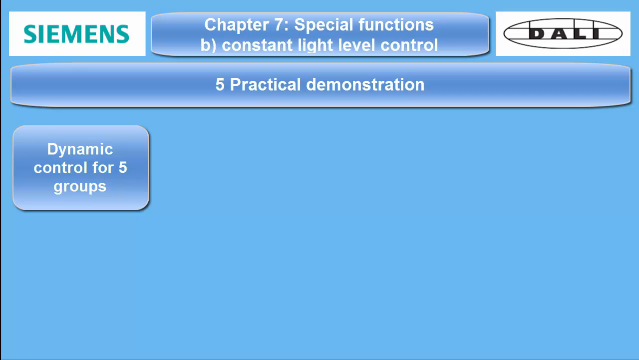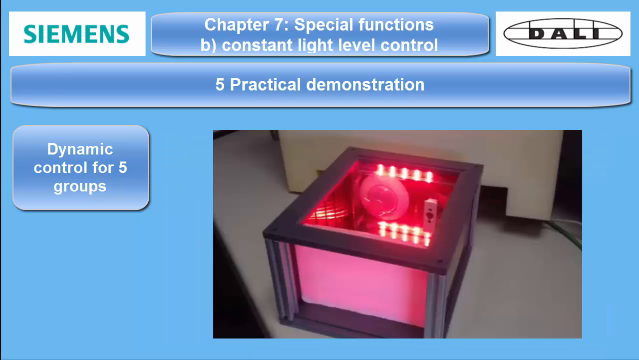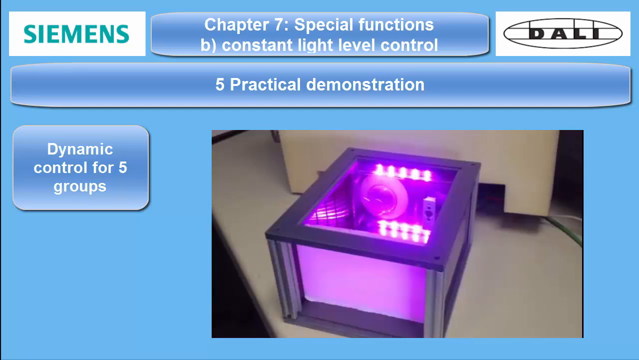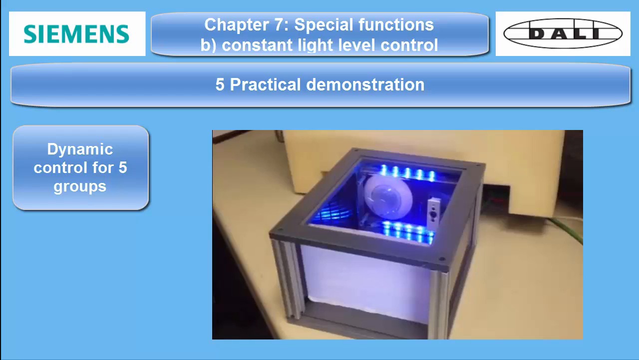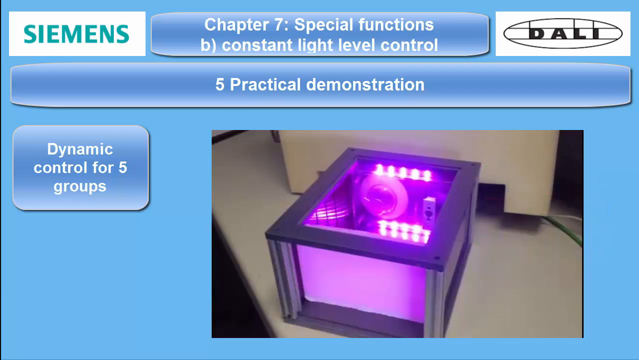5. Practical demonstration. To give you an impression how a dynamic constant light control with 5 groups works, I have prepared the following configuration. Here you see a DALI lightbox, which is used for training and demonstration purpose. It consists of 2 parallel RGB color light strips controlled by a 3-channel DALI ECG. An Osram LSPT dual sensor is placed between the light strips.